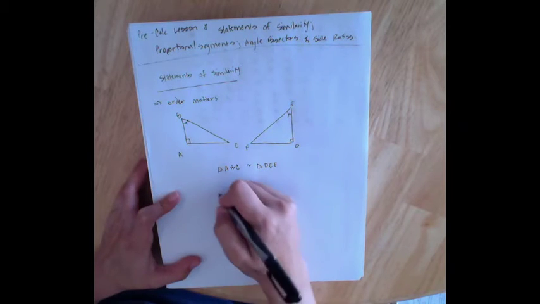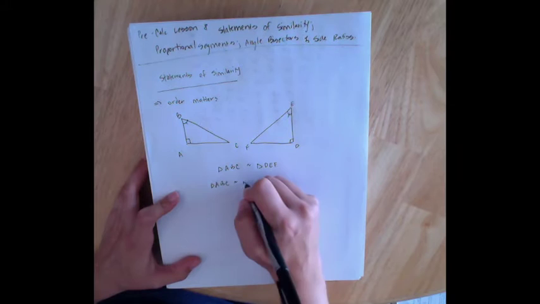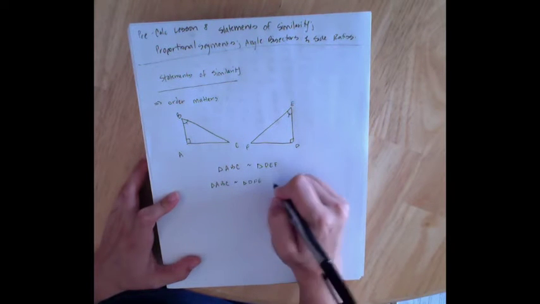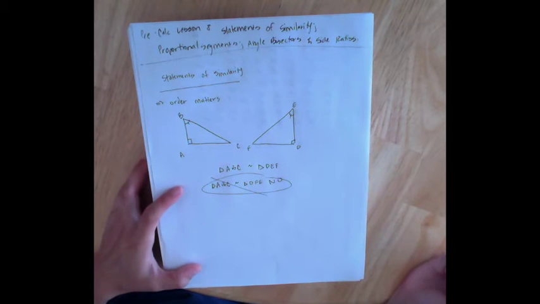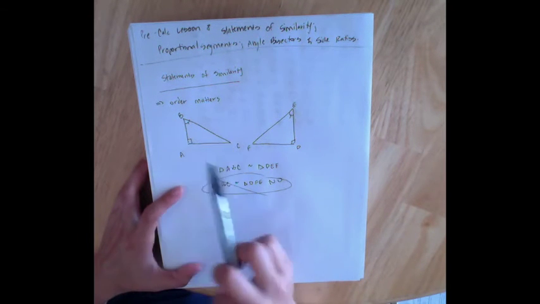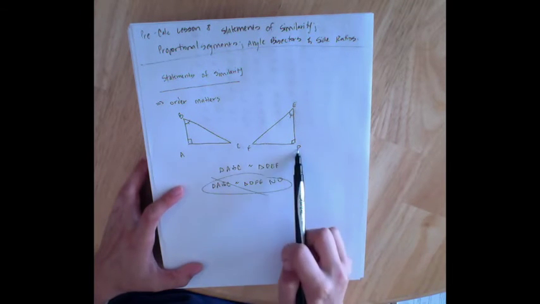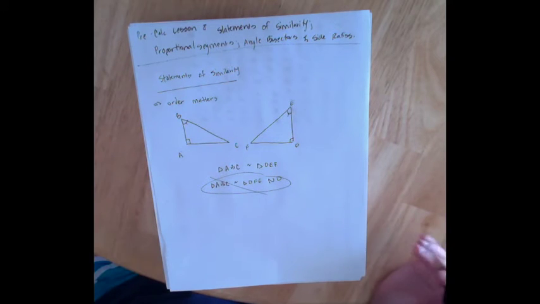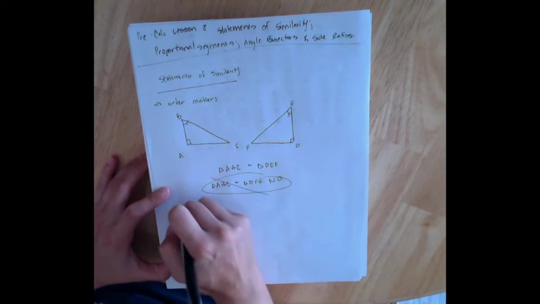I cannot say triangle ABC is similar to triangle DFE. No, we cannot do that. Because that implies, if I go ABC, that implies that angle B would be similar to angle F if I go DFE. And that is not what we are saying. Very, very important that you have it in the correct order. So let's do an example.